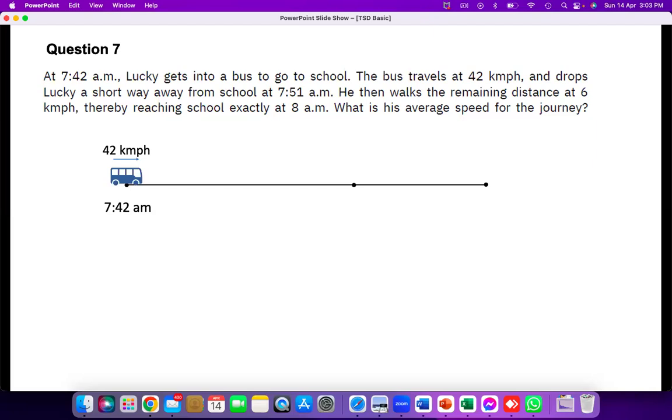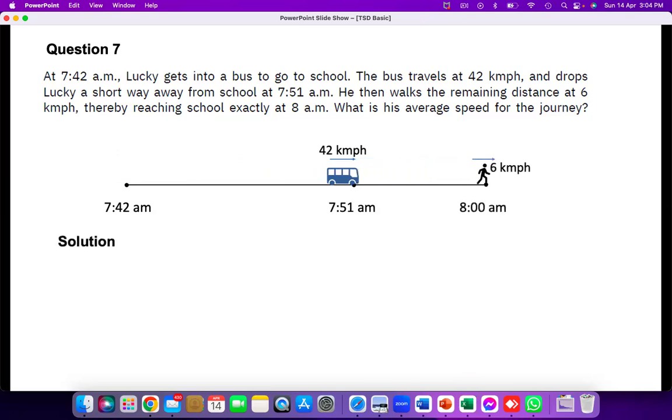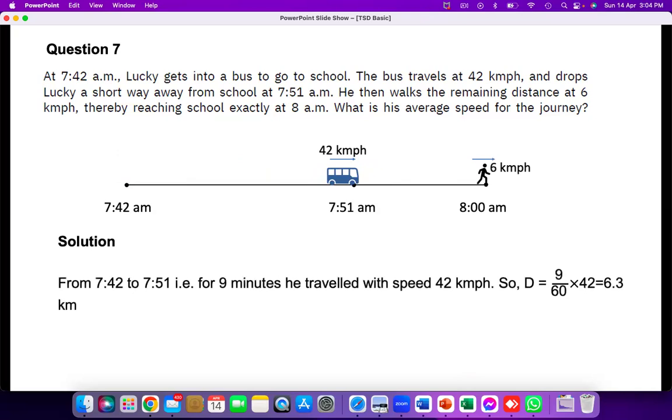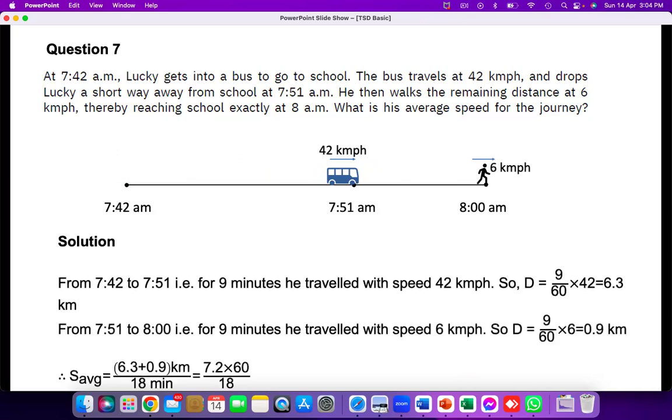So 23.33 kilometer per hour. 23.33. See. And then there's the situation. Tell me what is happening.